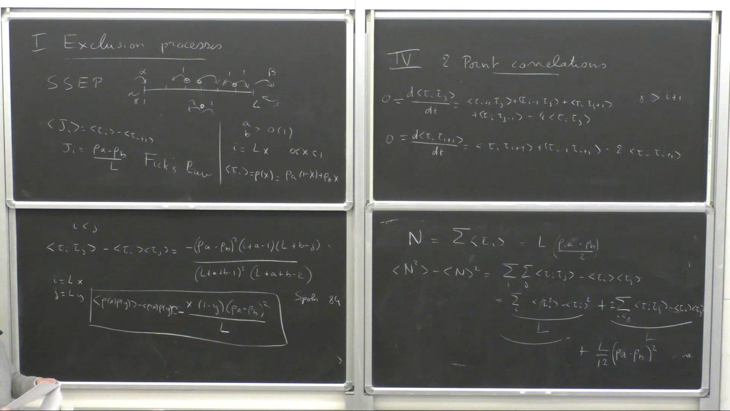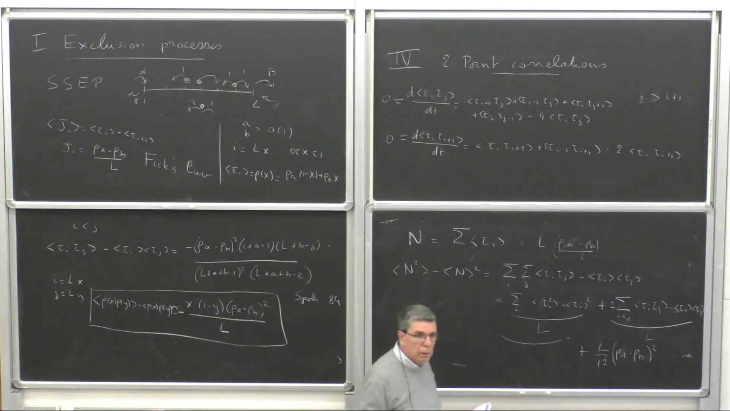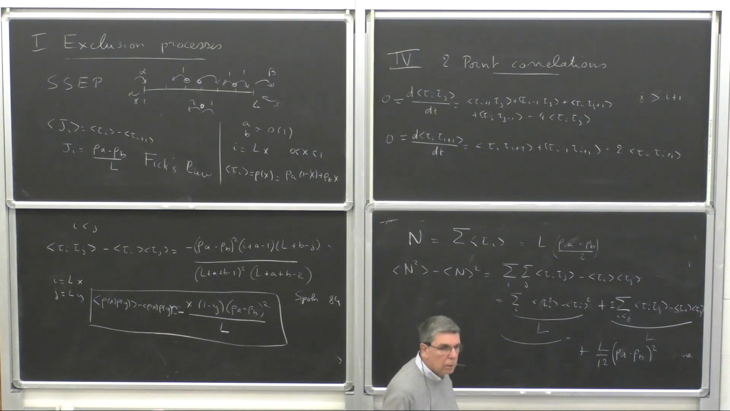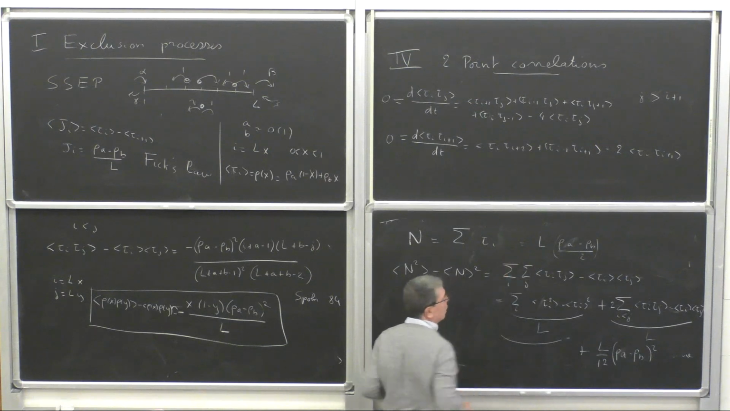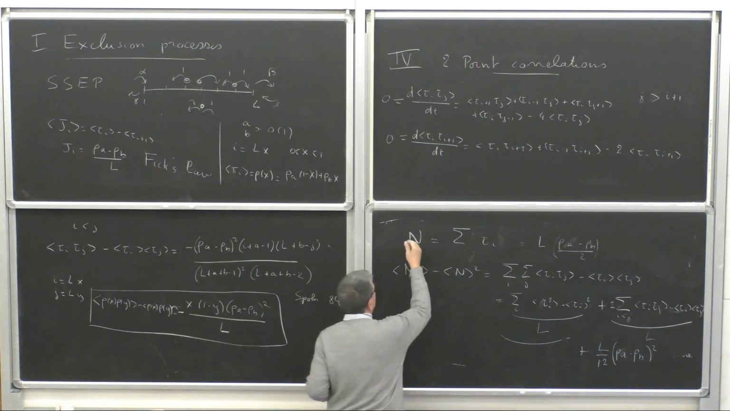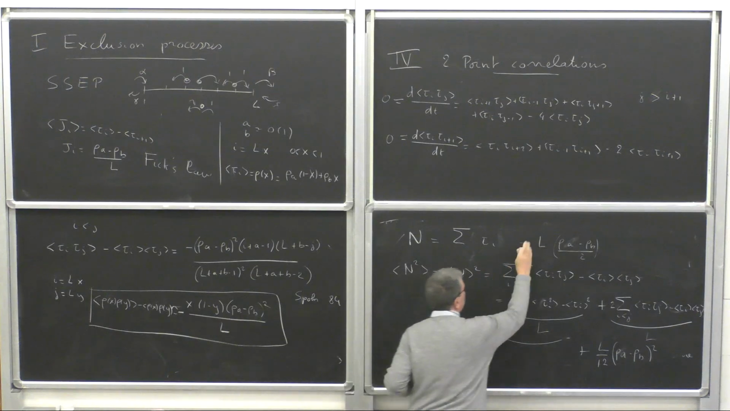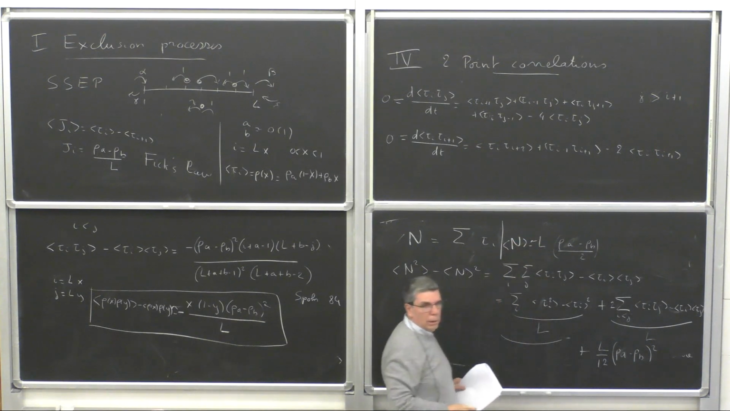Okay. Yes, please. Sorry? Sorry, N is this. I'm sorry. Yes. Yes. Okay. N is defined this way. Now, N average would be this.